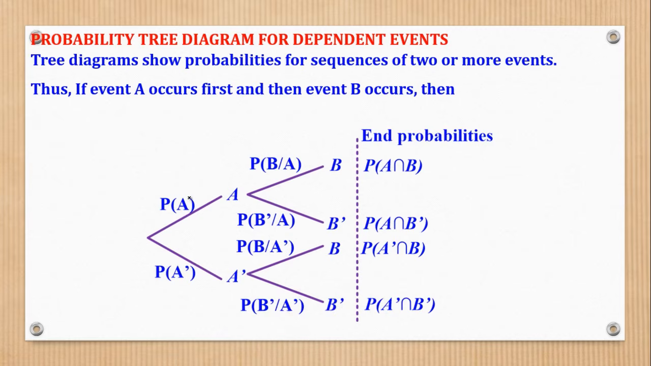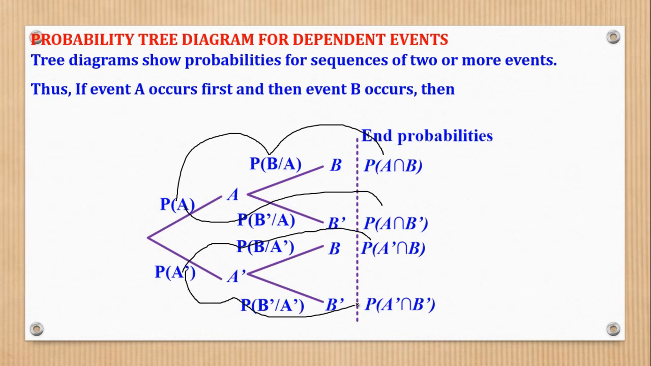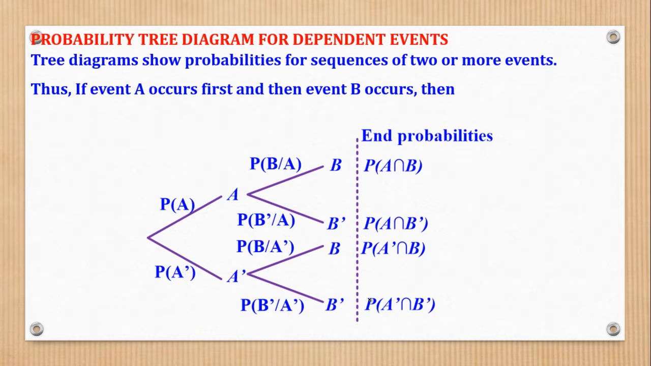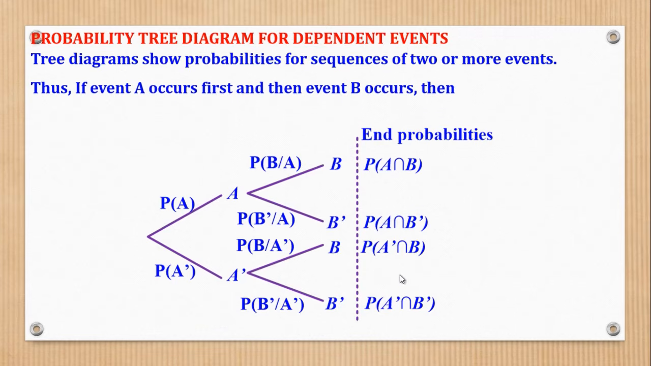So this times this will give me the probability of A intersection B. This times this gives you the probability of A intersection B complement. This times this gives the probability of A complement intersection B. And this times this gives the probability of A complement intersection B complement. And I think you have already seen that under Bayes' theorem.